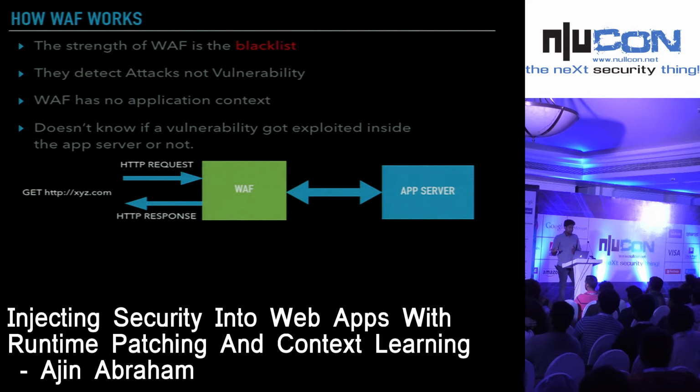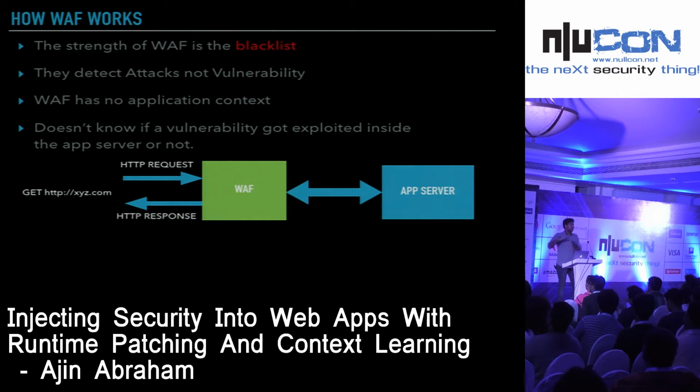We know it's blacklist based. They detect attacks, not vulnerability. And the WAF has no application context because it can only see your request and response. Nothing more than that. It doesn't know what actually happens inside the application, whether a payload got bypassed or whether it got executed or exploited. It did exploitation inside the application or not. It doesn't have any idea.